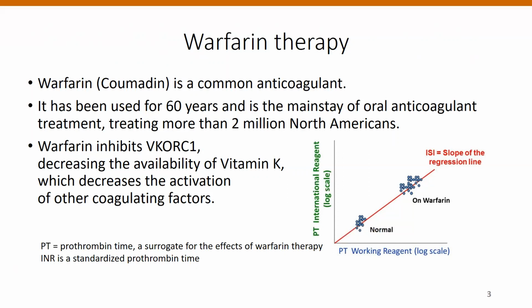and the usual way to measure it is called INR. It is the international normalized ratio, which is a standardized time. It has no units. It's just the prothrombin time over the mean prothrombin time for a normal patient.